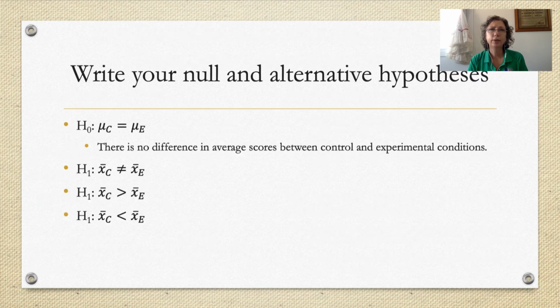So what about our hypothesis, our example? We already have our null: there's no difference in average scores between the control and experimental conditions. And our study prediction is that the groups will differ, with the experimental group having higher problem-solving skills than the control group. And that indicates a directional hypothesis. Which one is it?